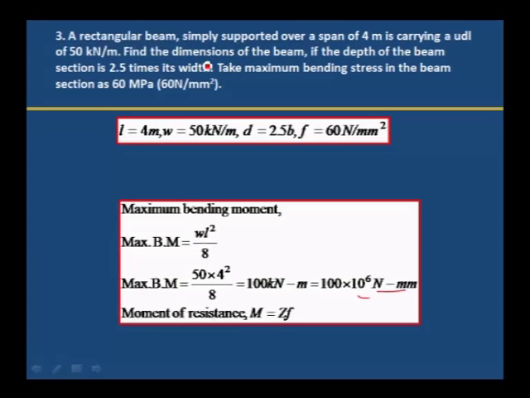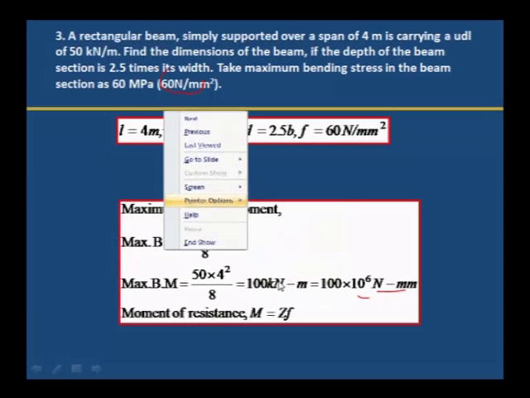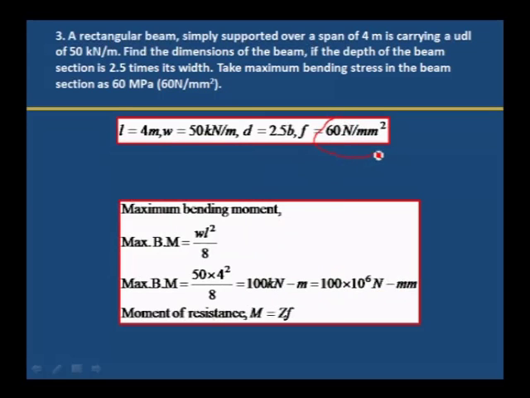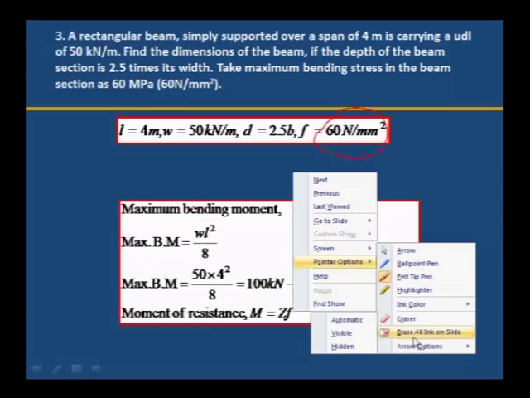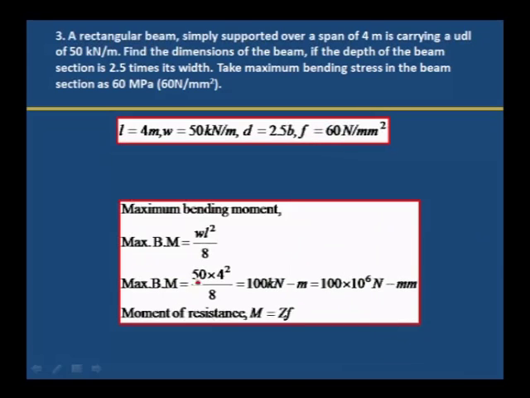Why? Because further we are using the bending stress as 60 newtons per mm square, which is the unit of Newton per mm square. Instead of converting the 60 newtons per mm square to kilonewton per meter square or Newton per meter square, it is easy to convert the bending moment into Newton mm.